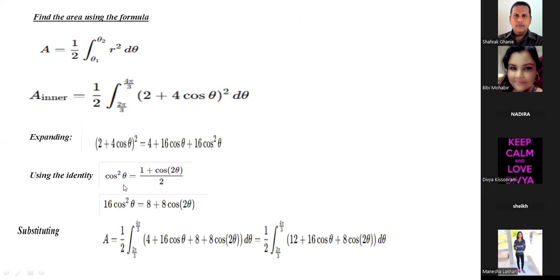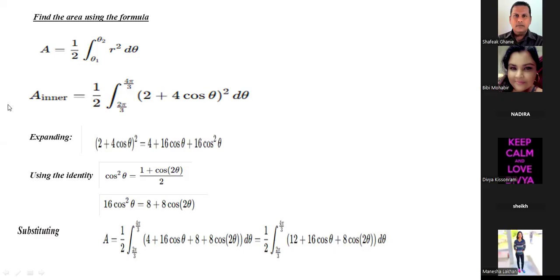Next slide. So we're going to find the area of the inner loop. So you have half the integral from 2 pi over 3 to 4 pi over 3 of (2 plus cos theta) all squared with respect to theta. You expand here, and this is what we have.